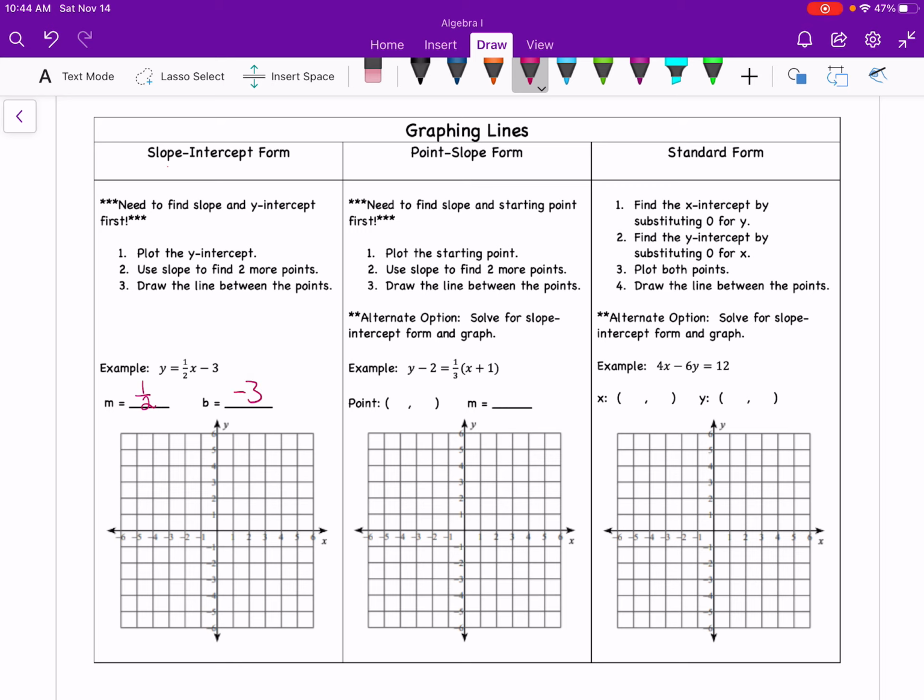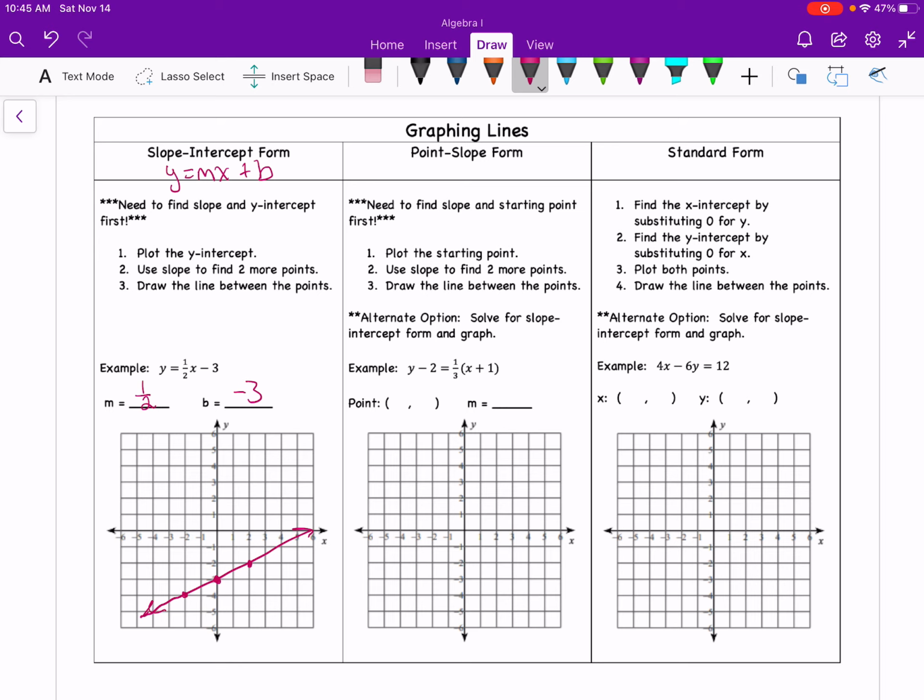Remember, the form is y equals mx plus b. m is your slope, b is your y-intercept. So we plot the y-intercept first, so at -3, and then we use the slope to find 2 more points. A slope of 1/2 means up 1 and right 2, or down 1 and left 2. Once we have those 3 points, we can go ahead and draw our line.